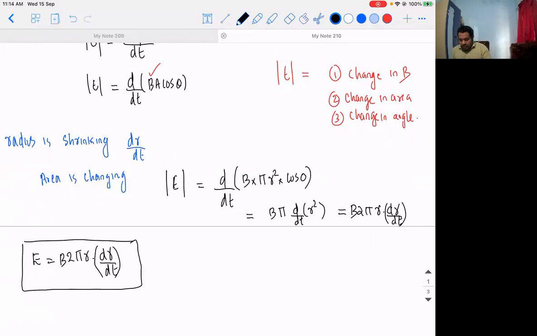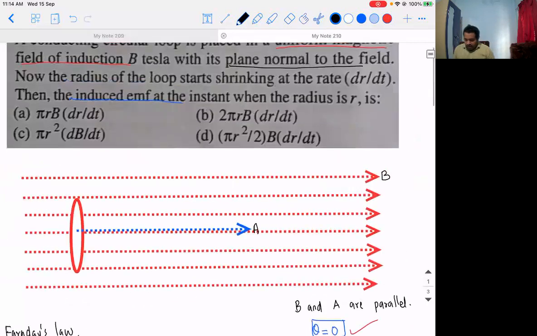Correct? So which option will give our answer? 2 pi r into B into dr by dt. So which option? Option number 3. Option B is the right answer.